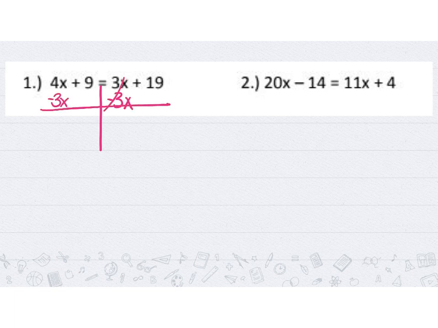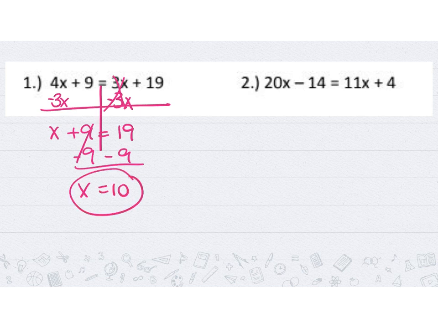Now remember, it doesn't matter what you do. If you wanted to subtract 4x, you'd be fine. So this gives us x, or 1x plus 9 is equal to 19. And this ends up being a one-step equation. Subtract 9, x is equal to 10.